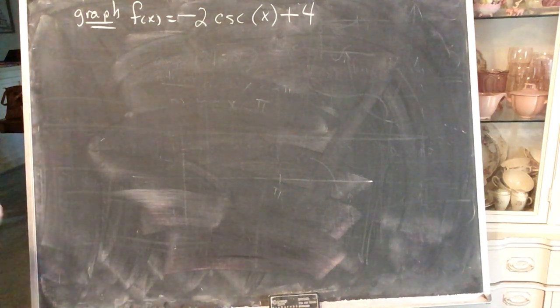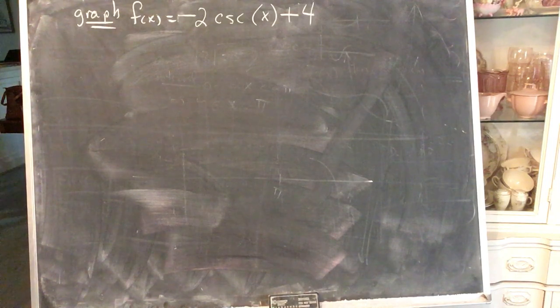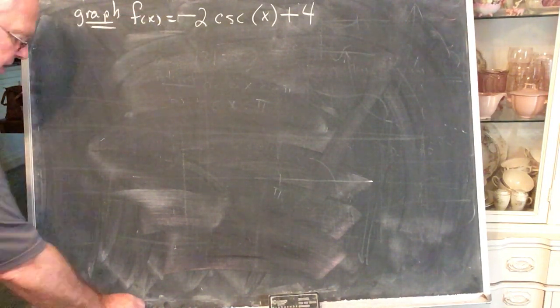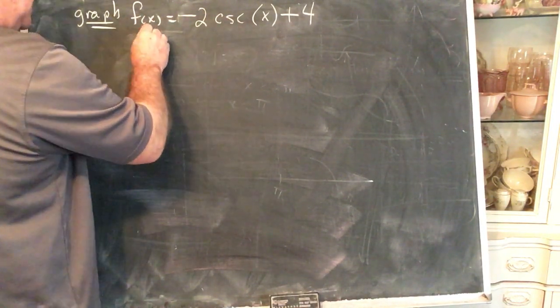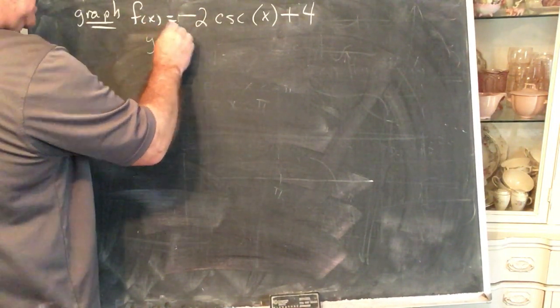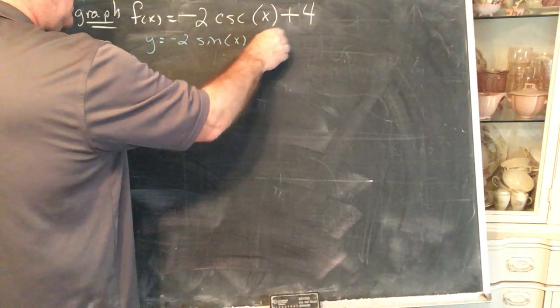Okay, so here's our next example. f(x) = -2 csc x + 4. Is it clear the associated graph we're going to draw? The graph that's associated with cosecant is sine. Make sure I get it right this time. This is -2 times sin x + 4.